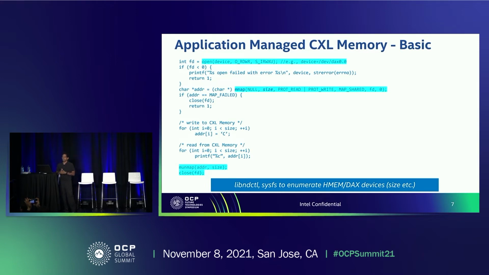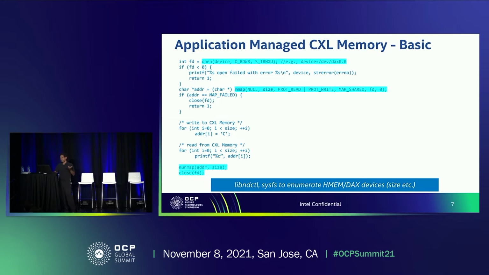Fairly simple. If it is an application managed CXL memory, a basic way to consume the CXL memory is to open the device, do the memory map, and then you can read and write into that virtual address space as if it is owned by the application. And then you do the unmap and close that file descriptor. It's pretty simple. It's extremely easy. It's just a matter of 10 minutes for you to write the program and start consuming the CXL memory that is exposed through the DAX device.